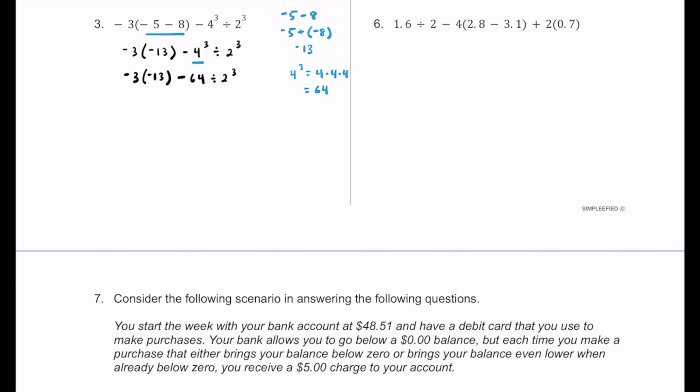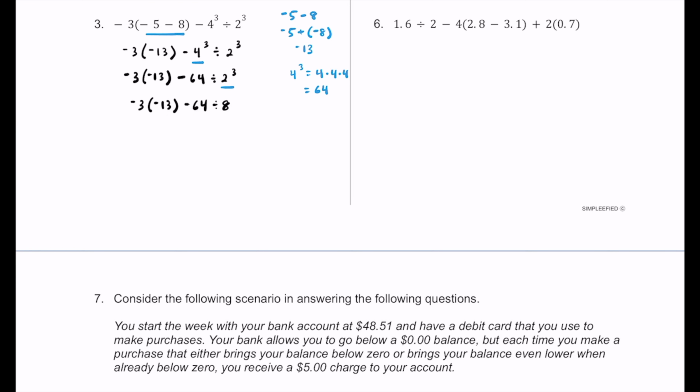Next we're going to have one more power that we're going to evaluate. So this is 2 cubed. Now we did this earlier, so I'm not going to write out the work. That's going to equal 8. Feel free to write it out if you need to though. That's going to be -3 times -13 minus 64 divided by 8. At this point we have 3 operations. We have multiplication, subtraction, and division.